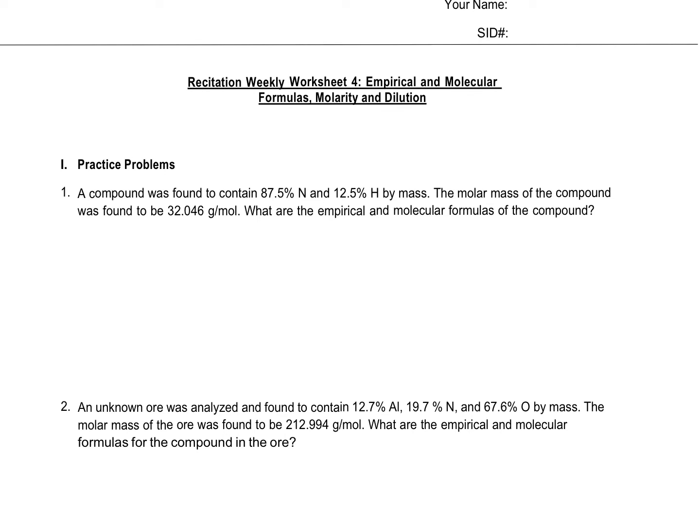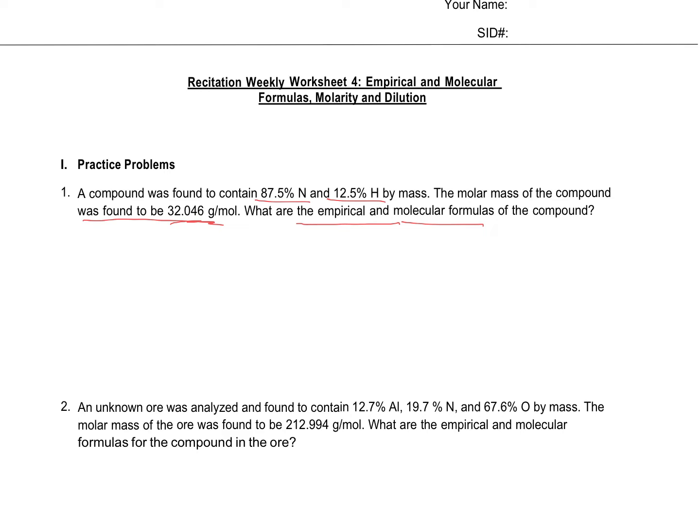Recitation Worksheet 4 is for empirical formula and dilution and molarity. Okay, so we're going to start with finding some empirical formula and molecular formula. So the first question, we have a compound. It has nitrogen and hydrogen with this percent composition by mass, and we have the molar mass of the actual compound. So we have to first find the empirical formula, and then from the molecular formula that we have, we can find the molecular formula.